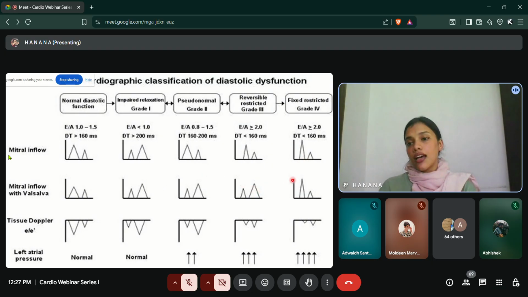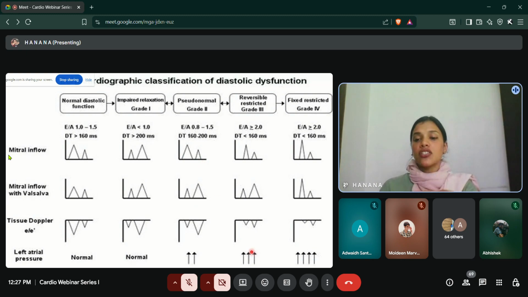Okay, but here look at this, it remains the same with Valsalva. Even after Valsalva, the spectral Doppler display remains the same. So this is a non-reversible case. So here the LA pressure is normal, and also in impaired relaxation, that is grade 1, it is normal. Here a small increase of the left atrial pressure is there. That's why the pseudonormalization.